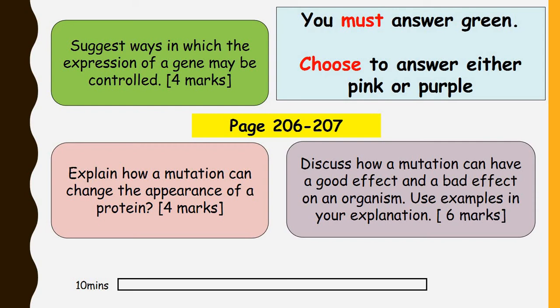Okay, what we're going to do now is have a go at some questions. Now, unfortunately, we don't have the textbooks with you, which is a shame, but what I'd like you to do is just have a think about these first 2 questions. I really want to spend some time thinking about the question in green, suggests ways in which the expression of a gene may be controlled, and the question in pink, explain how mutation can change the appearance of a protein. I want you to think about these 2 questions in particular, and you might want to pause the video and just spend a bit of time doing some independent research, okay, so we don't have the textbooks with us, doing some independent research of those 2 particular questions.